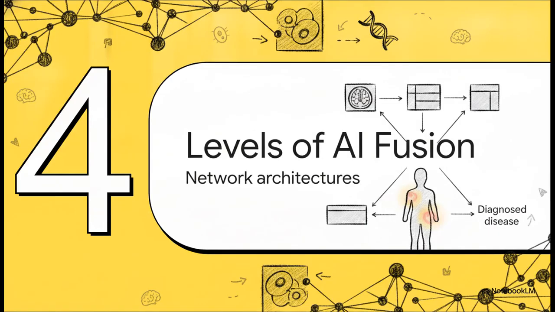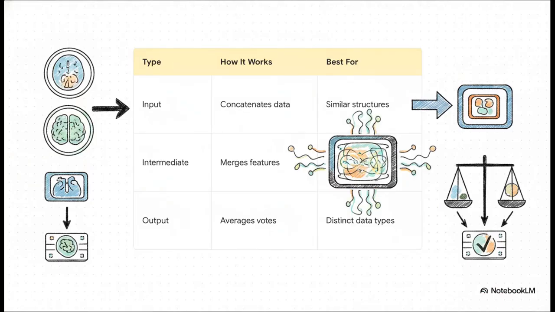So let's move to Section 4, Levels of AI Fusion: Input, Intermediate, and Output. If you're building an AI to diagnose a disease using multiple data types, you have to decide exactly when and where inside the neural network you are going to actually fuse that data together. Developers generally use three main architectures for this, and they handle data very differently.